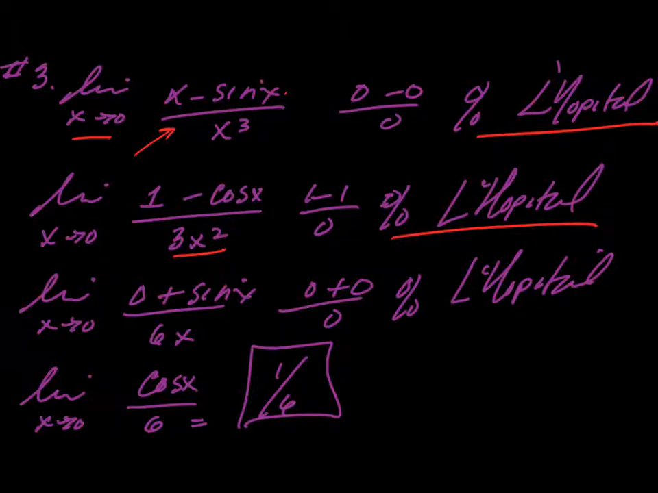Putting in 0, taking the derivative of 1 minus cosine x gives you 1 minus negative sine x, but that would change it to a plus. So 0 plus sine x over 6x, but that's still 0 over 0, so you use L'Hopital for the third time. Take the derivative of sine x, that's cosine x. The derivative of 6x is 6, so you get cosine x over 6. Direct substitution is 1, cosine of 0 is 1 over 6, so 1/6 for number 3.